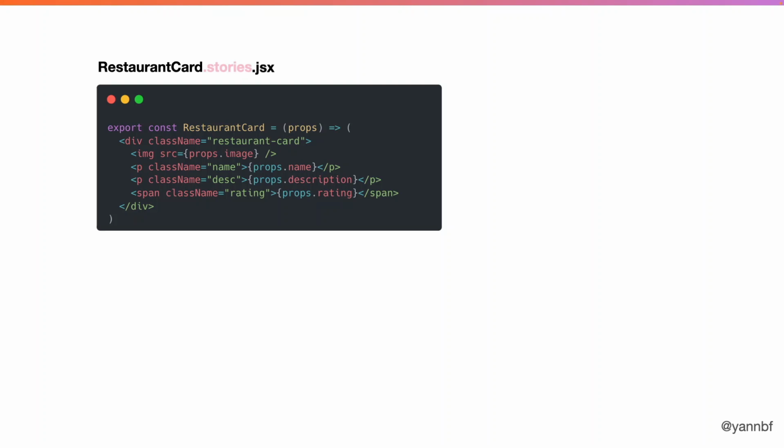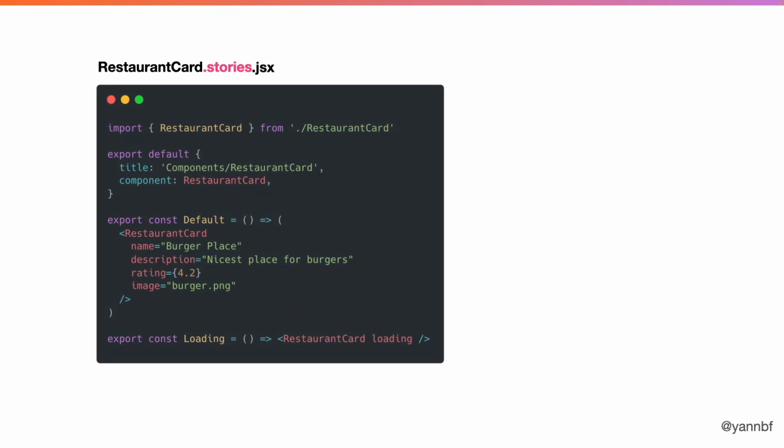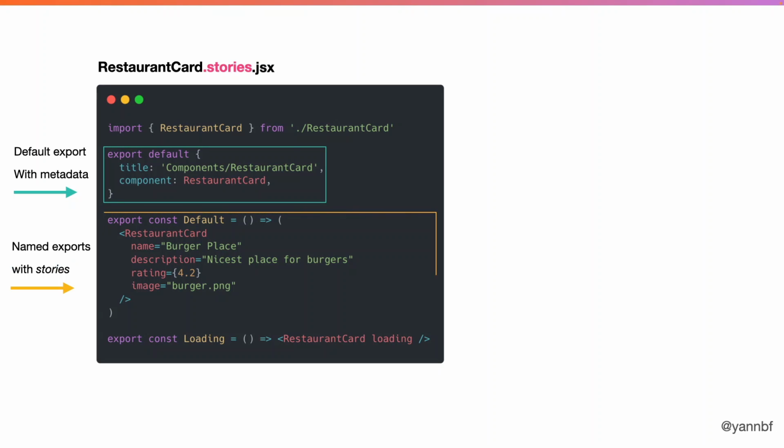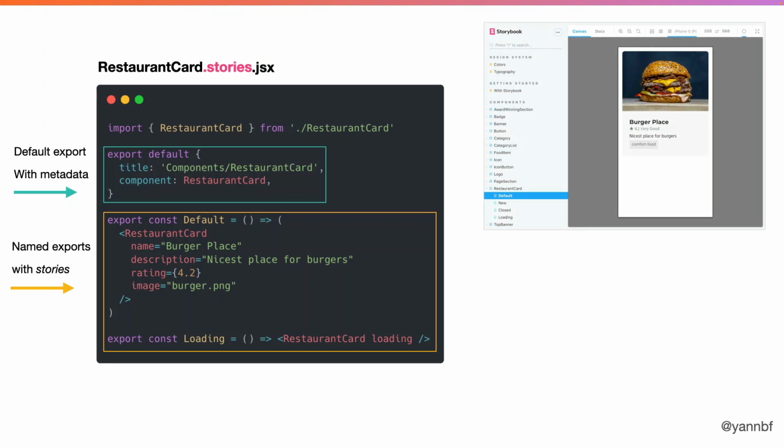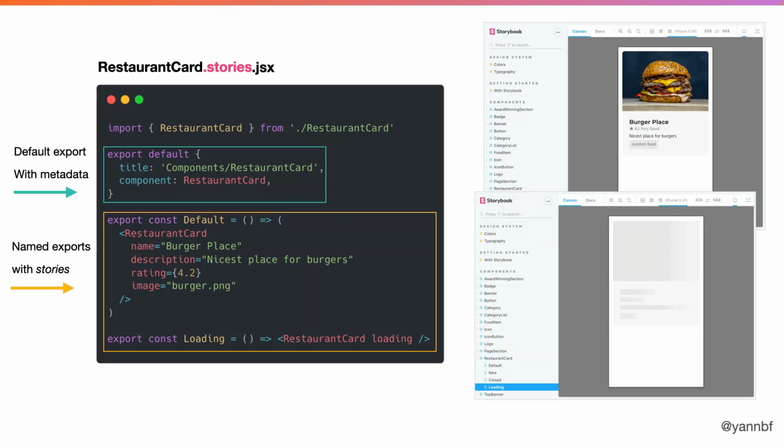You have to create a new file called restaurantcard.stories.jsx, of which you import that restaurant card component, and then you have the following constructs. There's a default export which contains the metadata of the component, which will be sent to Storybook, as well as named exports, which we call stories, and each of them represents a visual state of the component. So they're essentially a component plus some extra annotations. For instance, the default will render a default state of the component with all of this information from there. And the loading state will basically render the loading state of the component. So following that logic, you can basically have as many stories as you have use cases for your components.